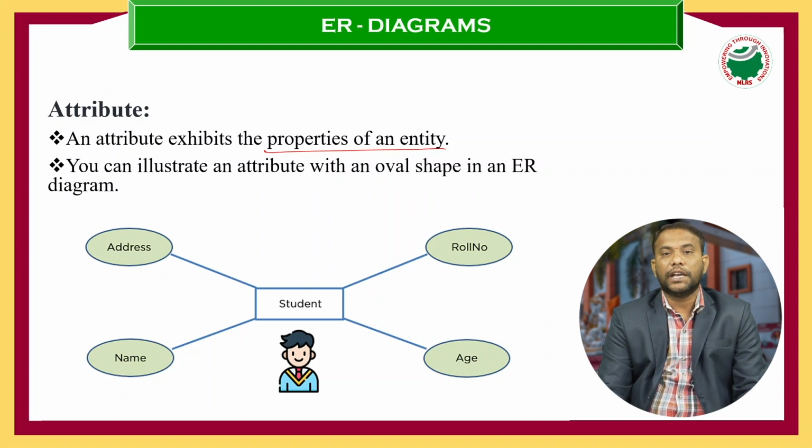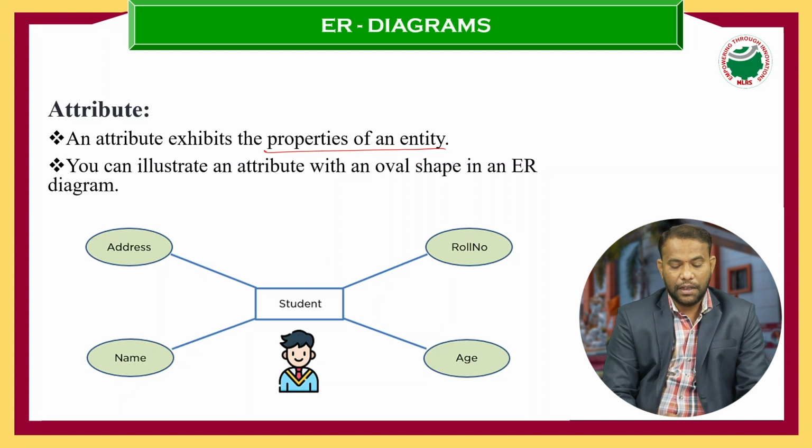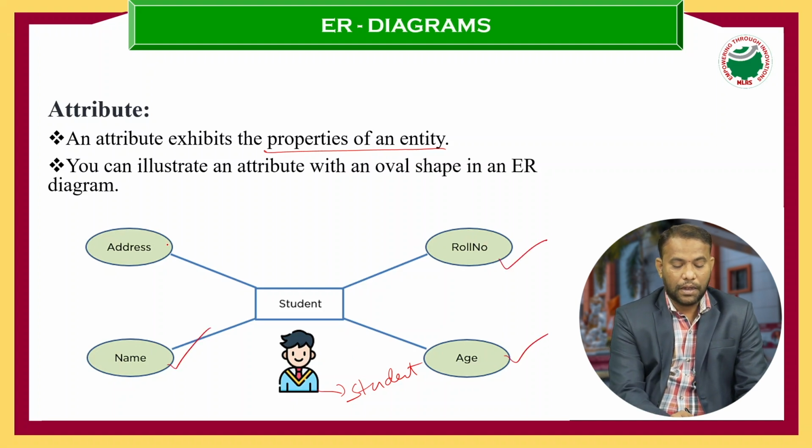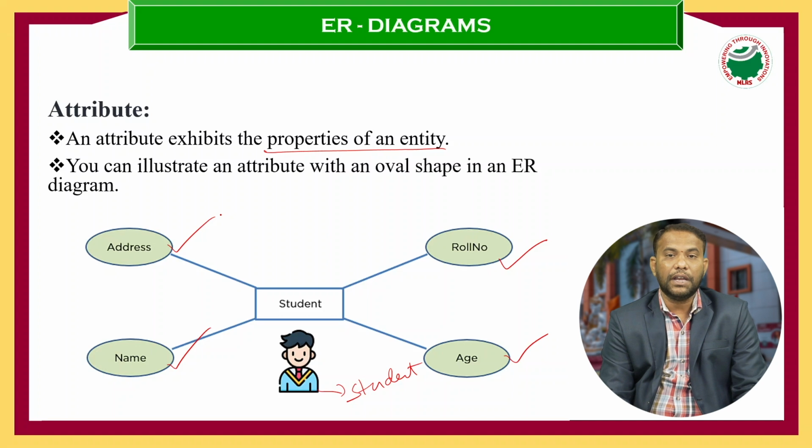Similarly, if you take an employee, for employee you'll be having employee ID, employee name, age, which project he is going to work on. So property is nothing but, if you take an entity, what are the properties for that particular entity, we'll call them attributes. For example, if you take this diagram, here we have a student. For every student they will be having some properties like age, roll number, name, address. So these are the properties of a student.